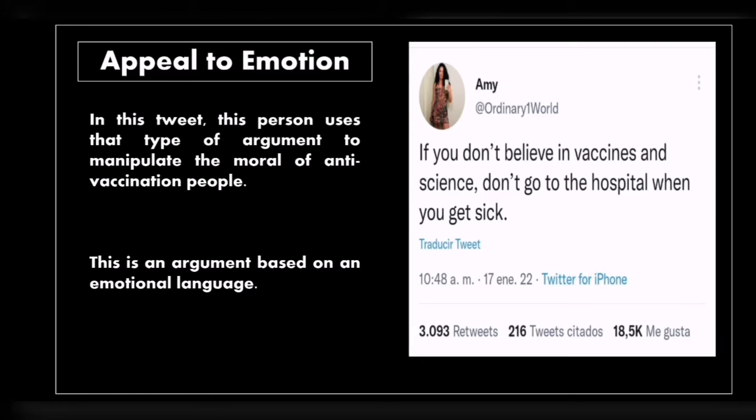This is an argument that manipulates the morals of anti-vaccination people. In other words, it argues that people who do not believe in vaccines do not have the right to be assisted at the hospital in case of COVID infection because they don't support vaccination. However, everybody has the right to receive medical care no matter a person's beliefs. This argument attempts to make a certain group of people feel morally wrong.